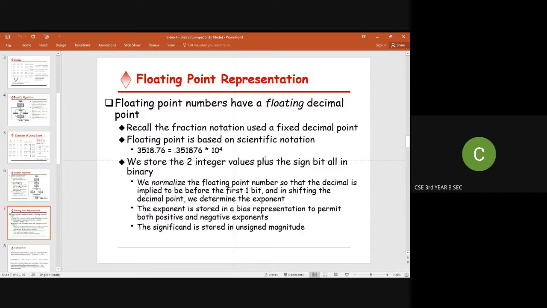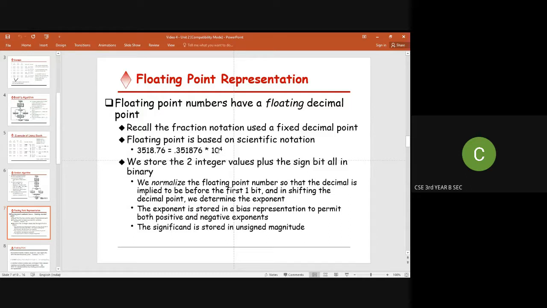In floating point, we can shift the decimal point anywhere. Floating point is based on scientific notation. For example, 3518.76 can be written as 0.351876 into 10 to the power of 4. The number of digits we have shifted the decimal point by is added as the power of 10. So this is for decimal representation.